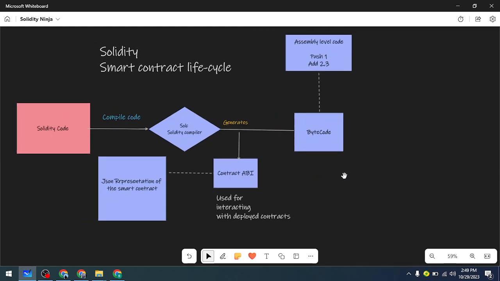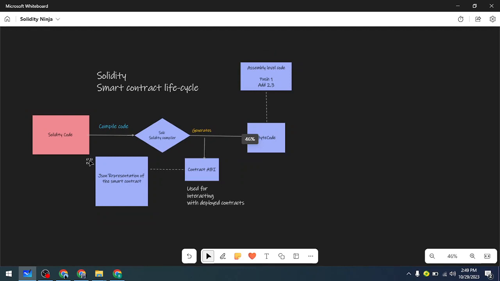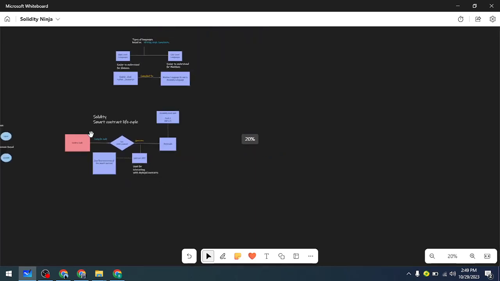Now, this was the Solidity smart contract lifecycle, and just to recap, Solidity source code is compiled down to bytecode, and that bytecode is deployed on blockchain. Along the way, there is a contract ABI, a JSON representation of the smart contract that can be used to interact with the deployed smart contracts. And this sums up our entire video on smart contracts and the life cycle of smart contracts.